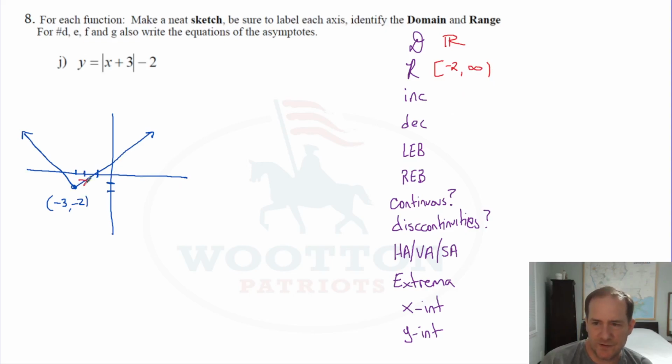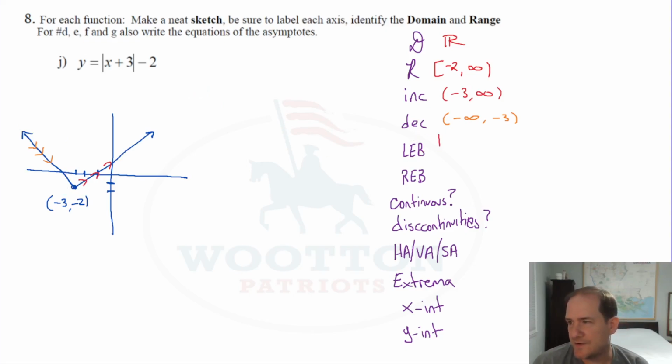We increase along this branch, which starts at negative 3. So negative 3 to infinity is my increasing intervals. But we see that we decrease along this branch, and that's from negative infinity to negative 3. Both left and right end behaviors have us tending towards positive infinity. So you'd say the limit as x goes to negative infinity is that the function is still approaching positive infinity, and the limit as x goes to positive infinity of this function is also just positive infinity.